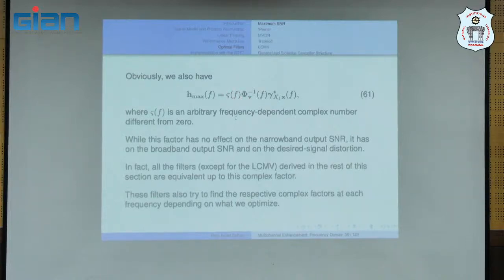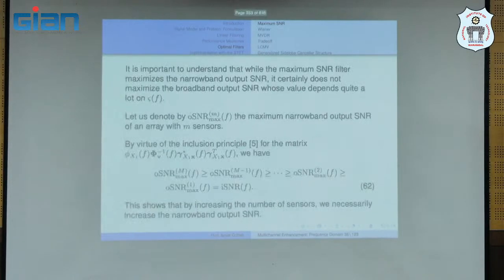Okay, so the differences between the filters are actually determined by these values. The effect of the trade-off between signal distortion and noise reduction, maximization of the SNR, and so on, of the broadband measures is determined by these values. These values are very important.